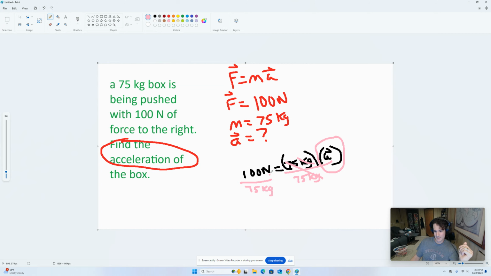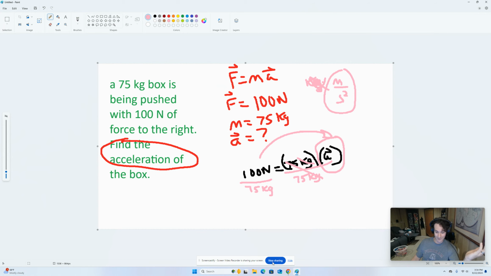You might be asking, well, how do the units work here? It's newtons divided by kilograms. Remember that a newton is the same thing as kilograms times meters per second squared. So when you divide by the kilograms, guess what happens? The kilograms go bye-bye, and you're left with meters per second squared, which, hey, that is acceleration. Look at that. That's pretty nifty.